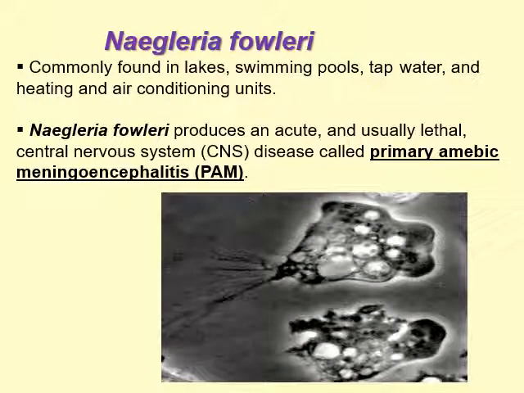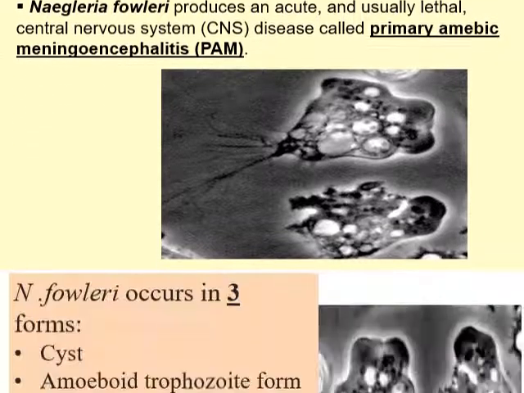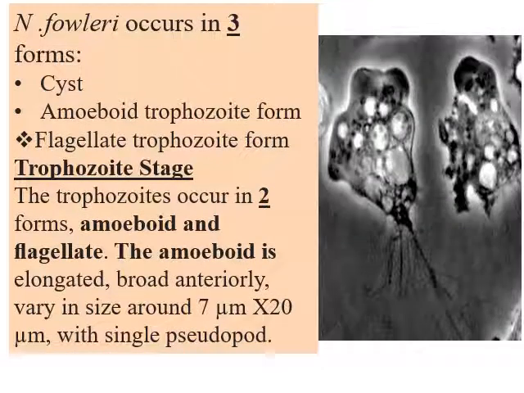We will start with the first free-living amoeba, Naegleria fowleri. It is commonly found in lakes, swimming pools, tap water, and heating and air conditioning units. Naegleria fowleri produces an acute and usually lethal disease in the central nervous system called PAM, primary amoebic meningoencephalitis. Naegleria fowleri occurs in three forms or stages: cyst form, amoeboid trophozoite, and flagellated trophozoite.